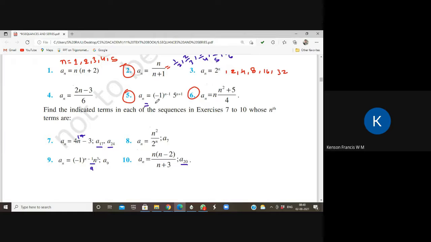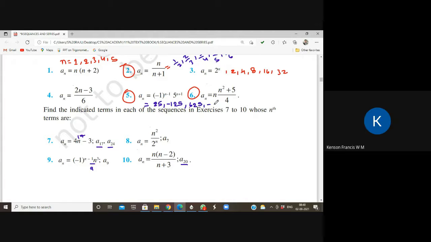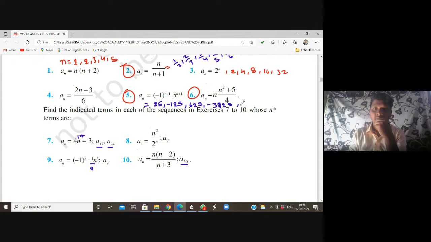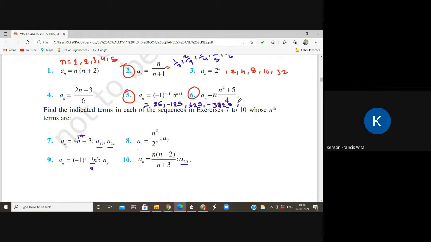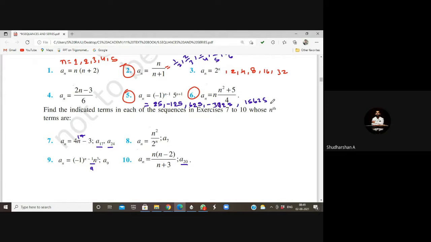Yeah, Francis. Sir, 25, minus 125, 625, minus 3125, plus 15,625. See here, the sign is plus or minus alternately because of minus 1 whole power n minus 1, and it is a multiple of 5. 25 times 5 is 125, times 5 is 625, times 5 is 3125, times 5 is 15,625. Yes?